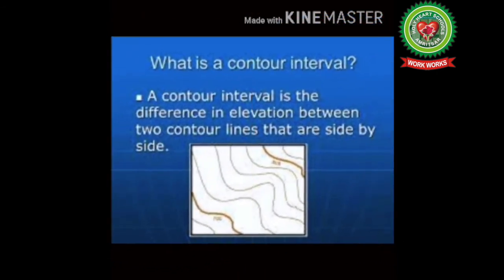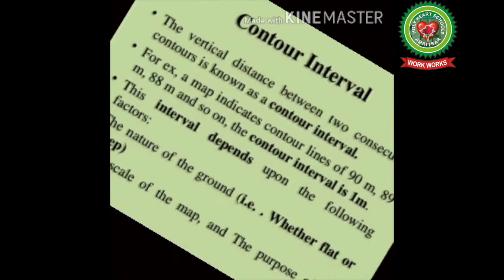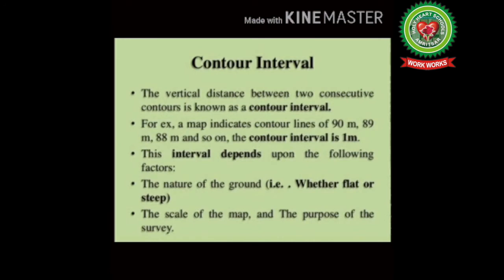Let's understand it more easily. What is a contour interval? A contour interval is the difference in elevation between two contour lines that are side by side. Or, in easy words, contour interval is the difference between the values of any two successive contours. Or we can say the vertical distance between two consecutive contours is known as contour interval. For example, a map indicates contour lines of 90 meter, 89 meter, 88 meter and so on. The contour interval is 1 meter.